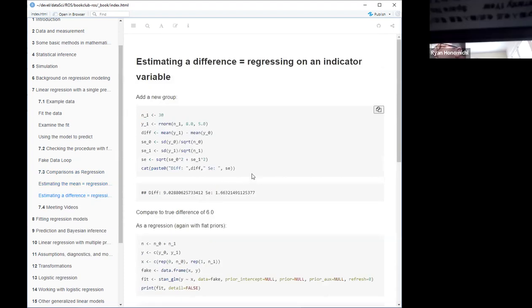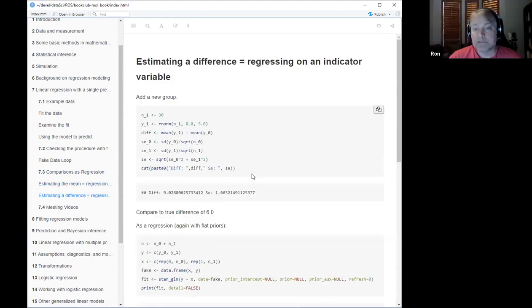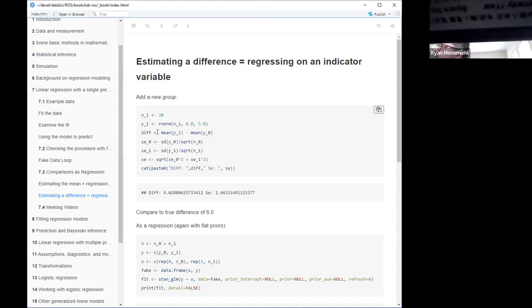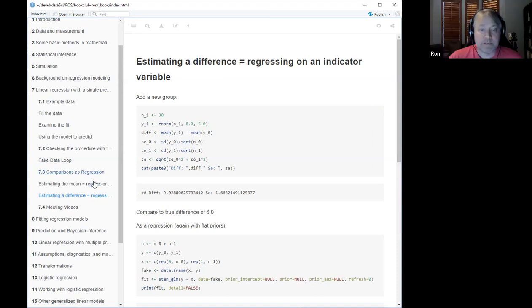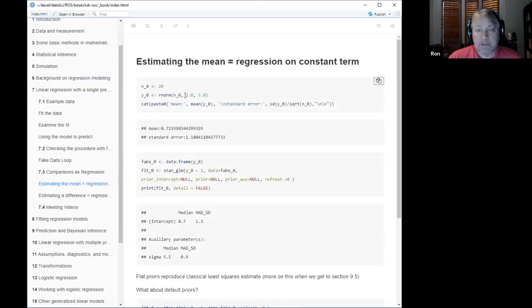And then finally, he talks about how estimating the difference can be seen as regressing on an indicator variable. So again, he's going to add a new group, call it Y1, with a normal distribution centered at 8 with a standard deviation of 5. And where's Y equal to 0? Where are you defining Y_0? That was in the previous. Oh, sorry, my bad. See, I think that's what happened.